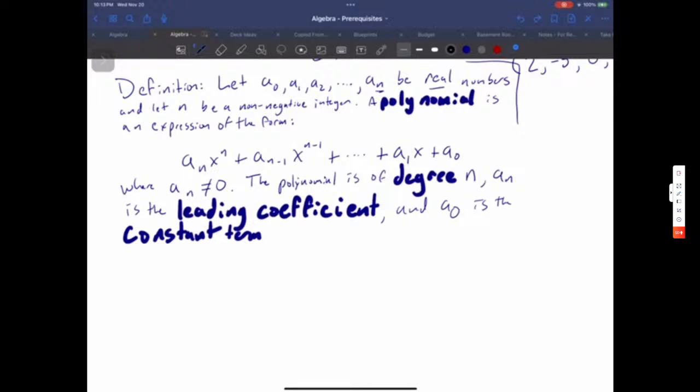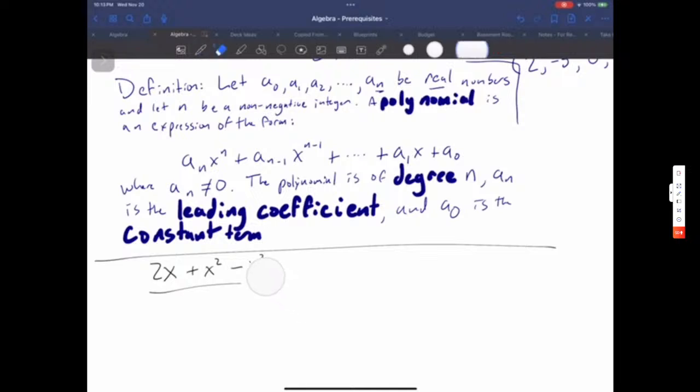Alright? In standard form, a polynomial is written with descending powers of x. So while you could write 2x plus x squared minus x to the 3, you don't normally see polynomials that way. That is a weird way to see it, because we write it descending powers of x, not ascending powers of x. Now, you will see in certain times descending powers of x and ascending powers of something else.